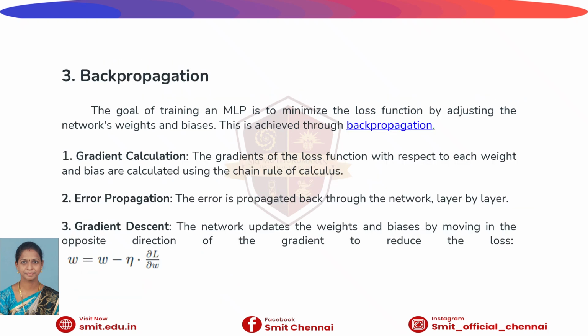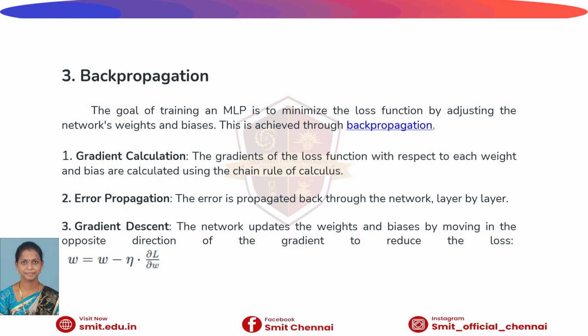Next one is back propagation. Back propagation is the learning mechanism of neural networks. It calculates the error at the output layer and propagates it backward through the network. This process allows the network to adjust its weights and biases to reduce the error.